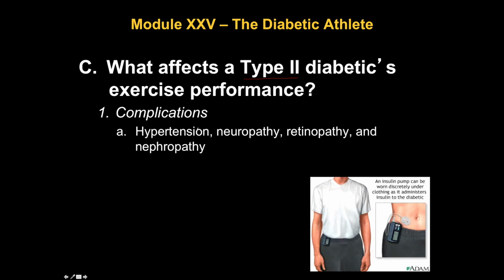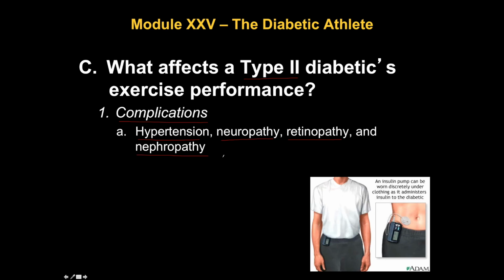So how does this affect their exercise performance? Really what we're talking about with the type 2 diabetic are the complications associated with type 2 diabetes, particularly the uncontrolled type 2 diabetic. If they have not done a good job at regulating their glucose concentrations and they're running high regularly, then they could eventually end up with problems like hypertension, neuropathy, so there's nerve damage, retinopathy, so there's eye damage, and nephropathy, kidney damage. So these are all considerations that you want to think about if you're working with a type 2 diabetic athlete.